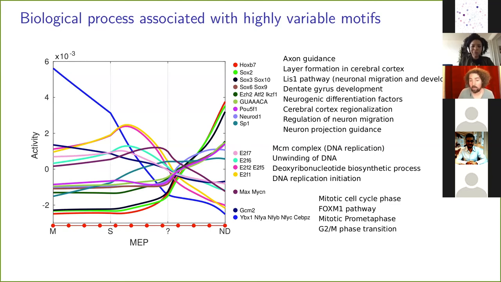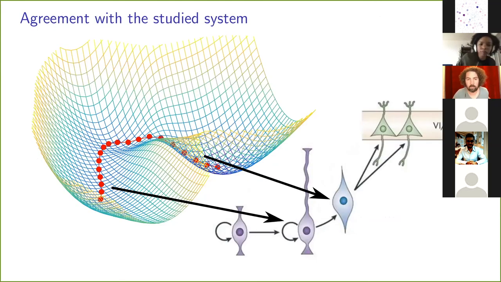So this corresponds to what is known about the system, which is that those neural stem cells undergo asymmetric division, so cells stay in the cell cycle and proliferate, or can alternatively undergo asymmetric division and give rise to basal progenitors that can further differentiate towards different neuron types.